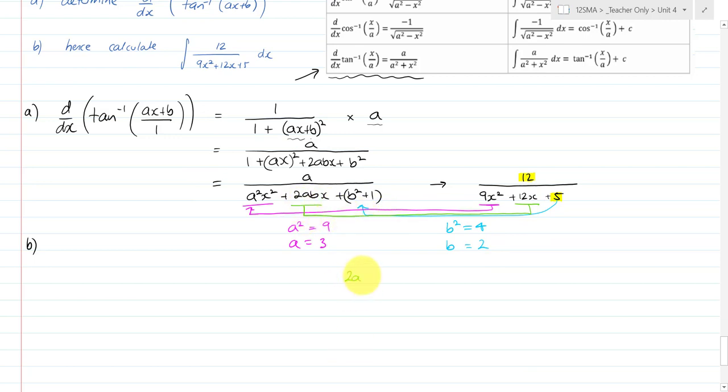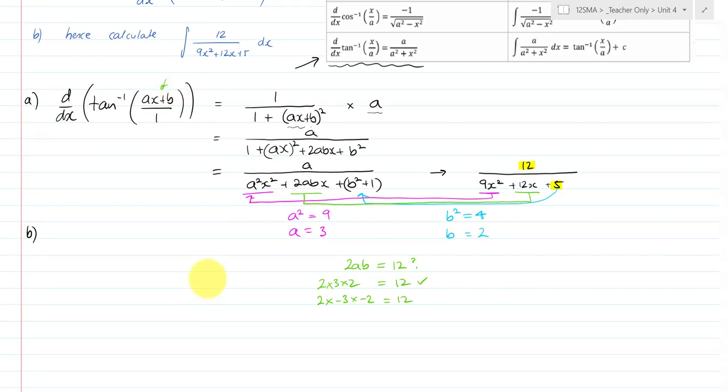Does 2ab equal 12? Well, 2 times 3 times 2 does equal 12, so I'm happy with that. And you'll notice here that 2 times negative 3 times negative 2 also equals 12. So a and b could both be negative. That would also work. But as you'll see later on, that would actually just make an overall negative linear factor, which makes no difference to our tan function. So I'm just going to deal with the positives for now.